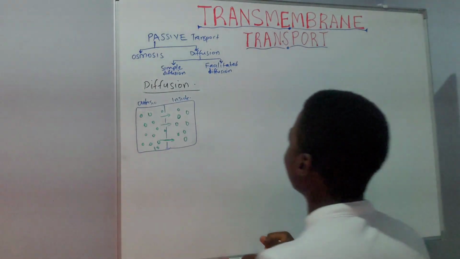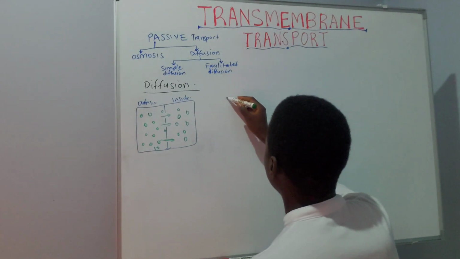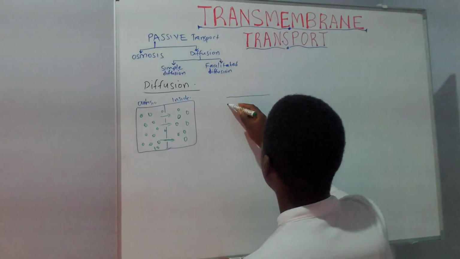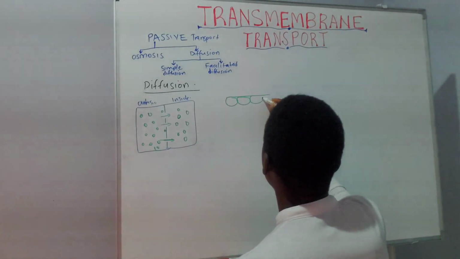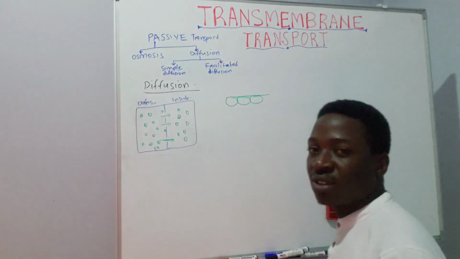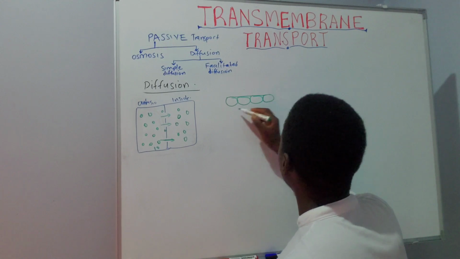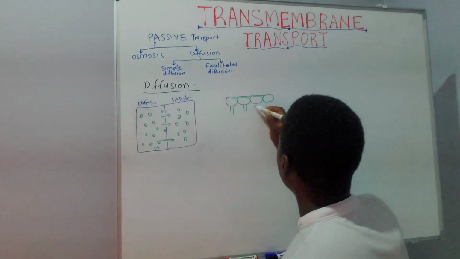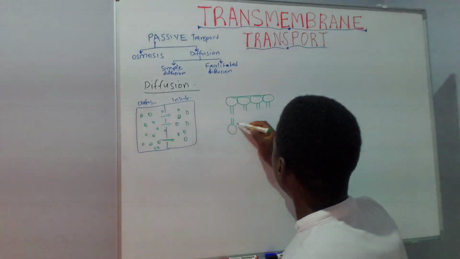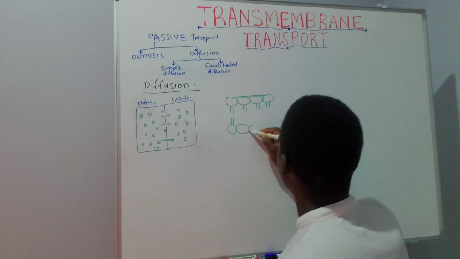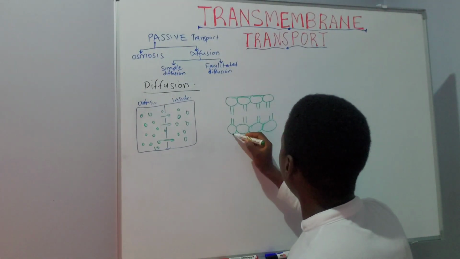So how is this represented on a cell membrane? If this is our cell membrane, remember we said in the previous video, please, if you haven't watched the previous video on cell physiology, visit it. It will let you know about the structure of the cell membrane. We already said that the cell membrane is a lipid bilayer. I'm just trying to represent the lipid bilayer here.